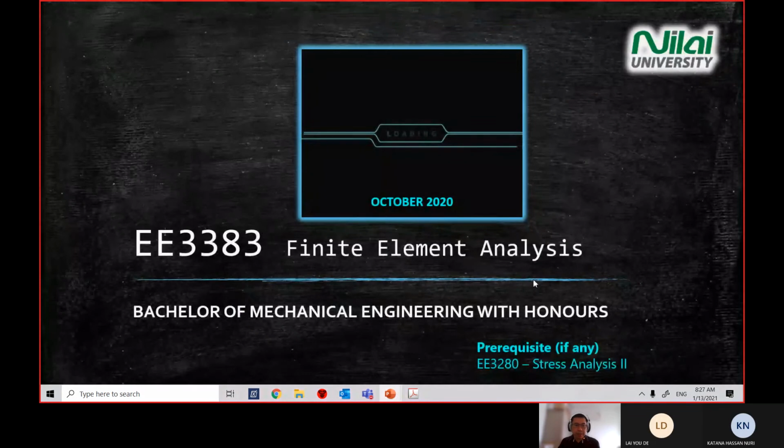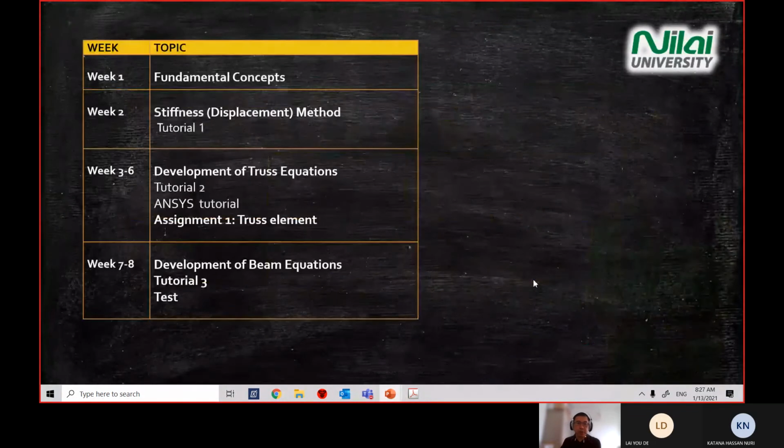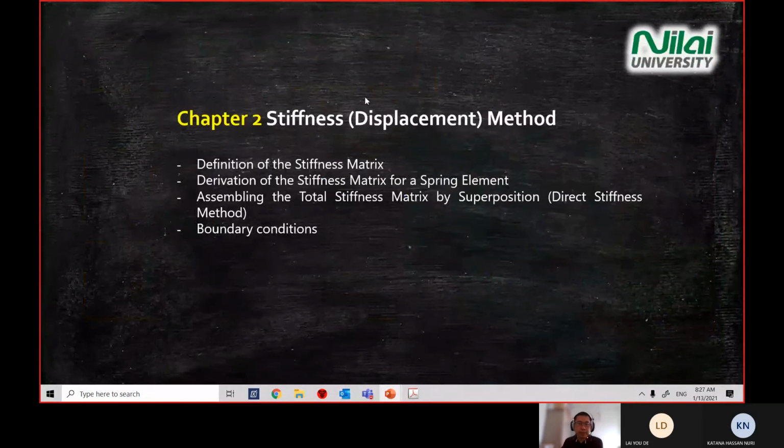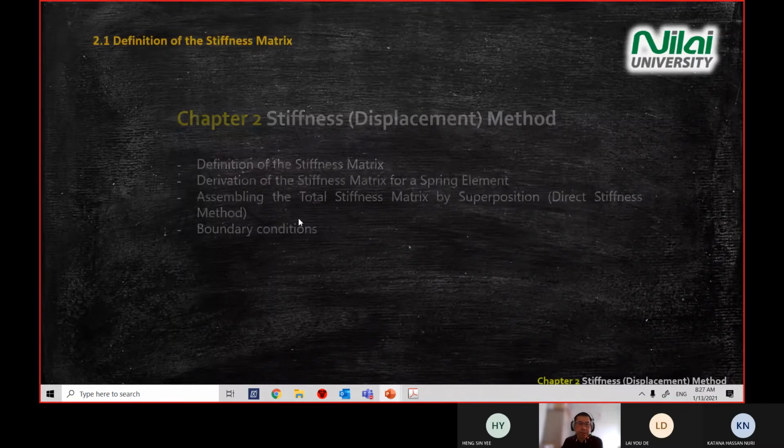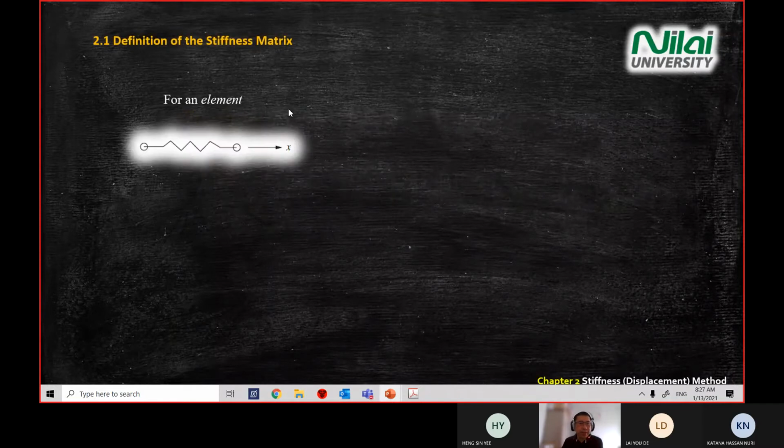Okay, right. Now today we're going to look at chapter 2. In chapter 2, we're going to focus on the stiffness displacement method, where we will focus on the stiffness matrix, the K, and how we derive the equation for that, and then we apply some boundary conditions to the system. Okay, now let's look at the definition of a stiffness matrix.